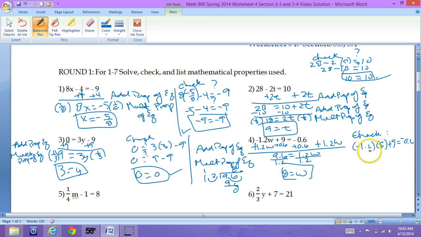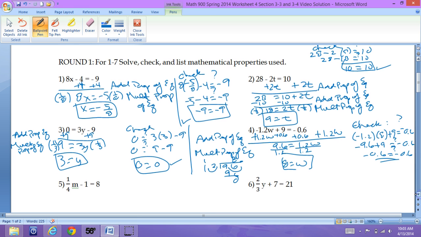So now we've already established that 1.2 times 8 is 9.6. So we're going to put this negative 9.6 plus 9, and this whole time we're asking ourselves, are these true equations, true equalities? So negative 9.6 plus 9 is negative 0.6, and if you have to do the decimal work for that, you should. But now I've received a true statement checking my work.